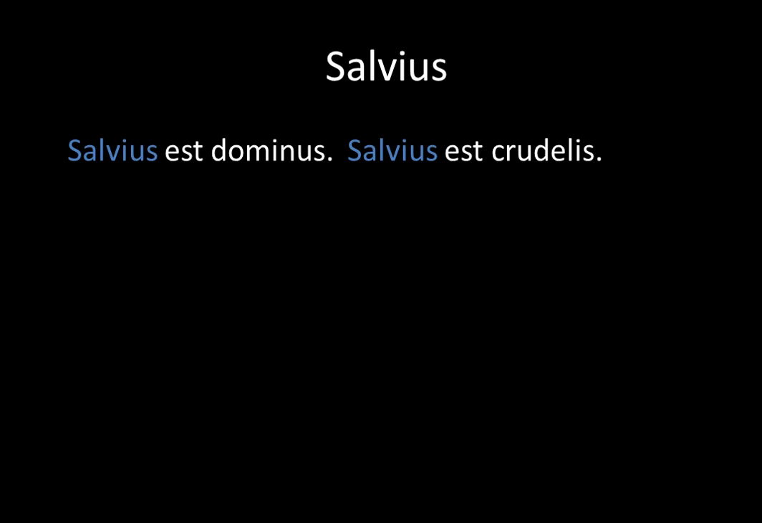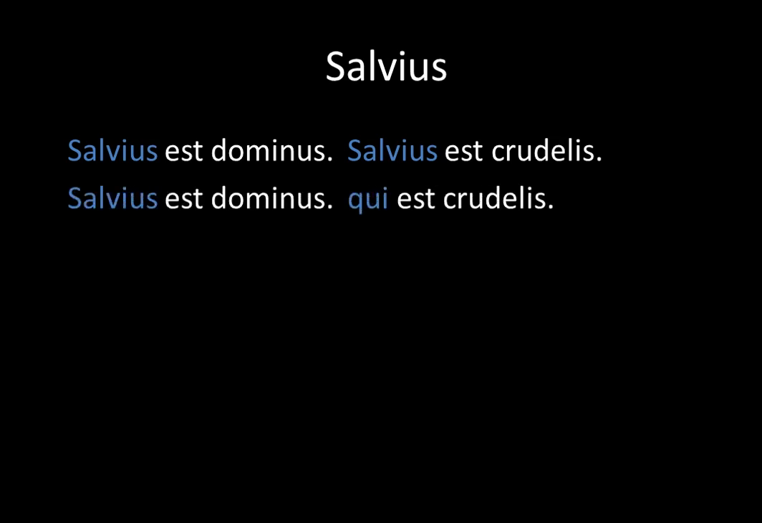All right, so Salvius. We have two sentences here: Salvius est dominus and Salvius est crudelis. So Salvius is a master and Salvius is cruel, and we really don't need these to be two separate sentences. It would be better if they were combined as one. There are multiple ways to do this, but right now we're focusing on relative clauses. So what I'm going to do first is rewrite the second sentence by replacing it with a relative clause that matches Salvius.